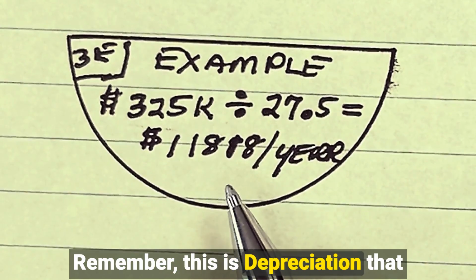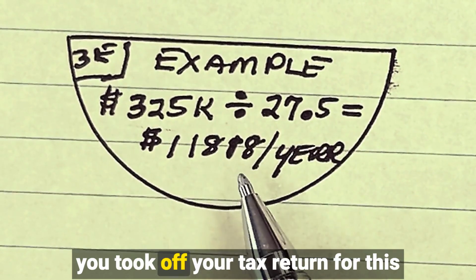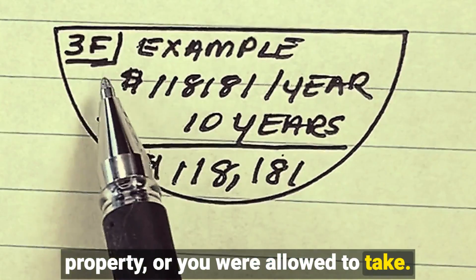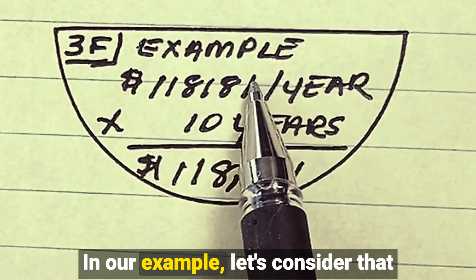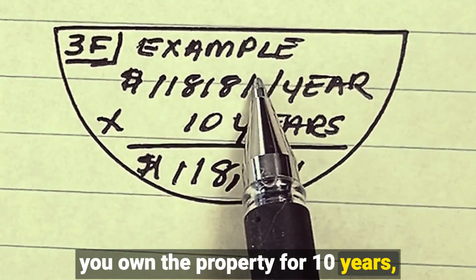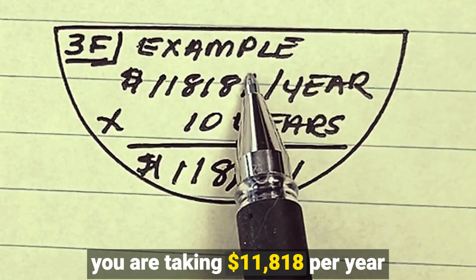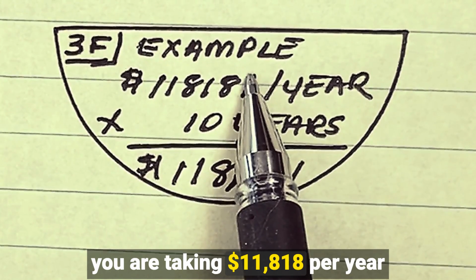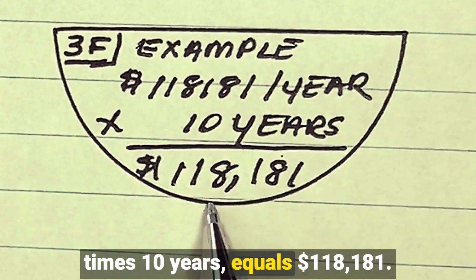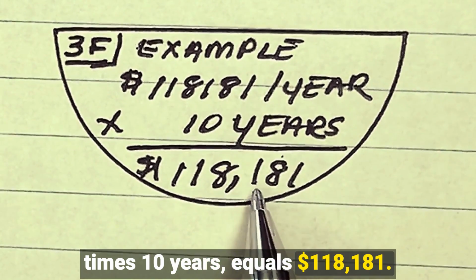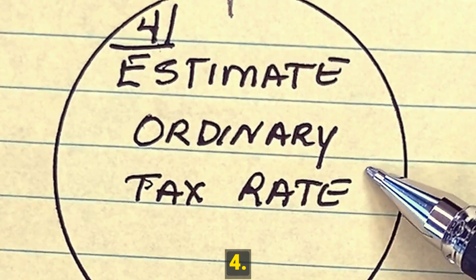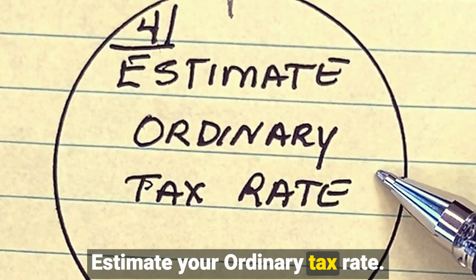Remember, this is depreciation that you took off your tax return for this property or you were allowed to take. 3F, in our example, let's consider that you own the property for 10 years. You are taking $11,818 per year times 10 years equals $118,181.